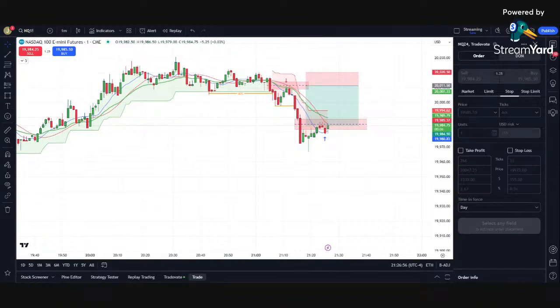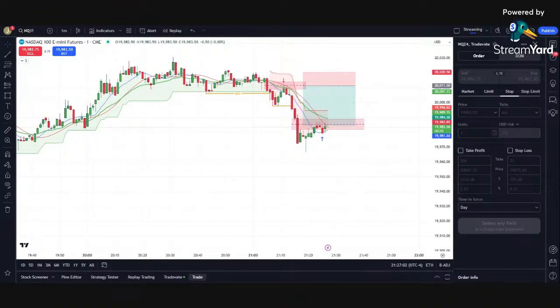So I have three options. When the blue crosses the red, that's the first exit. As you can see, it didn't cross yet. Now we're entering a consolidation, so this is a good time to exit the trade and wait for another setup. That's the first option.